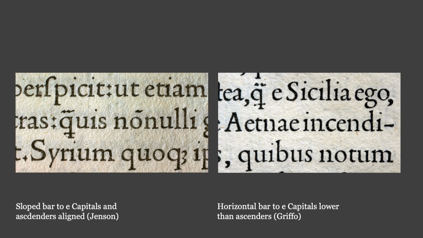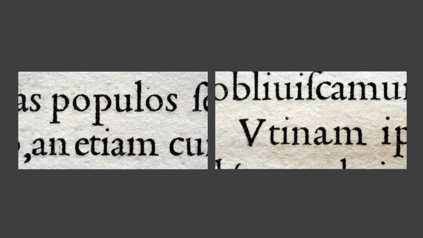So there are the two features, the sloping bar in Jenson's E, the horizontal one in Griffo's. There are other differences too in some of Griffo's letters. There's a very curious, almost a capital P, side by side with one which seems more normal. On the right you can see a kind of flourished A, as well as a more normal one. So there's quite a lot of experimenting going on in this De Aetna, the first use of this type.